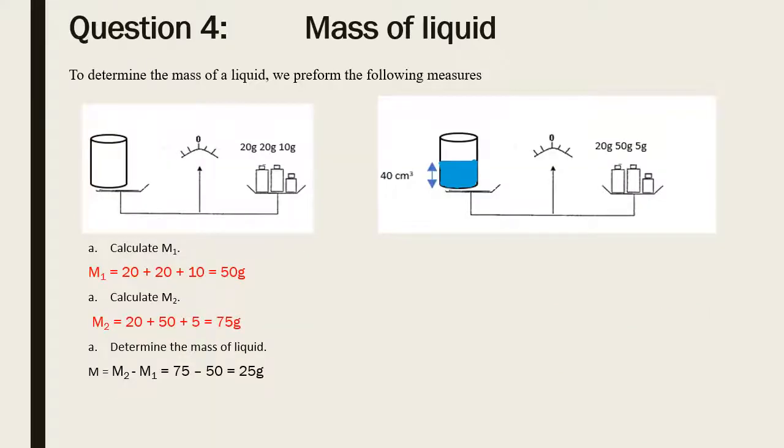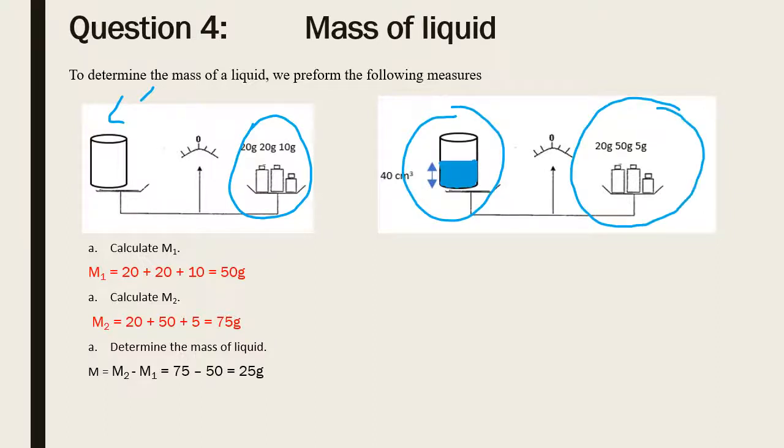Question 4 is mass of liquid. To determine the mass of a liquid, we perform the following measures. So here we've got a cylinder or a beaker, we take the weight of it, then we fill it with water, and then we take the weight of it again. Remember, we know that this is the weight of the beaker because the needle indicates 0. So here, first of all, we have to calculate M1. You should know that M1 is the mass of the beaker. This is really important.